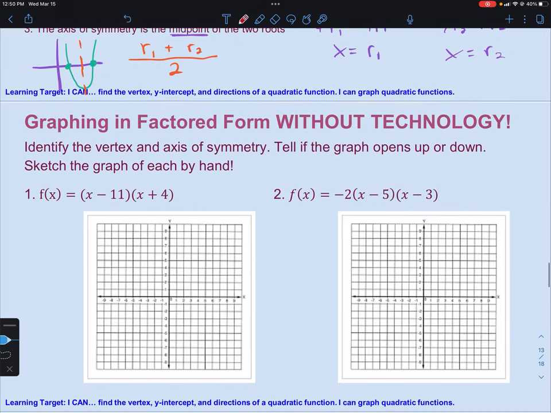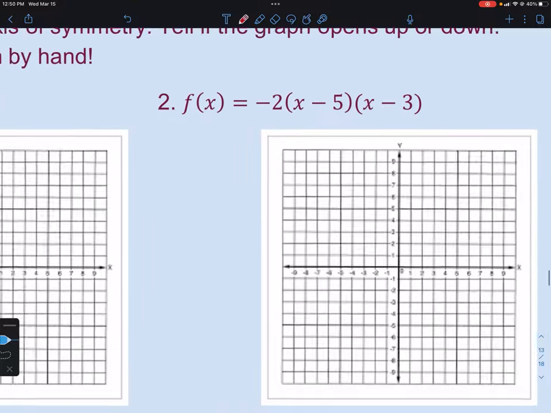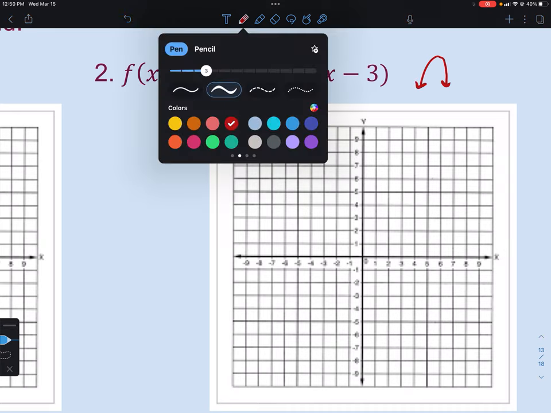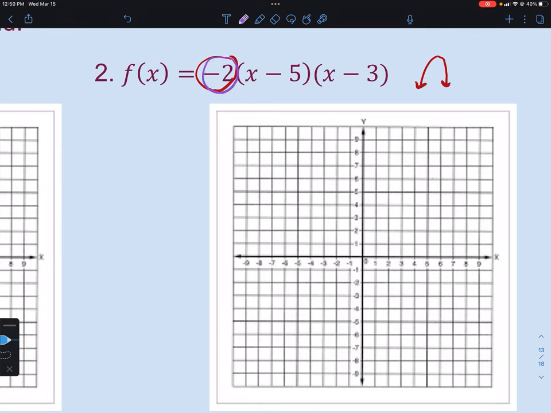Now let's talk about factored form. So in factored form, your leading coefficient is still that number in the front. So we got a -2. It is going to point down. And I can tell you that if you multiply these 3 numbers together, that'll give you your y-intercept. But we actually don't need that. When it's in factored form, we can find the roots, or the x-intercepts, easily.